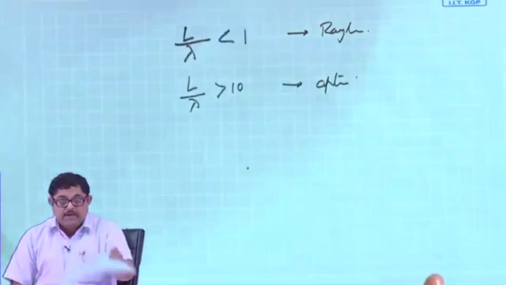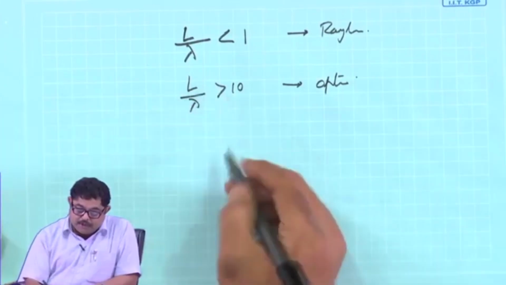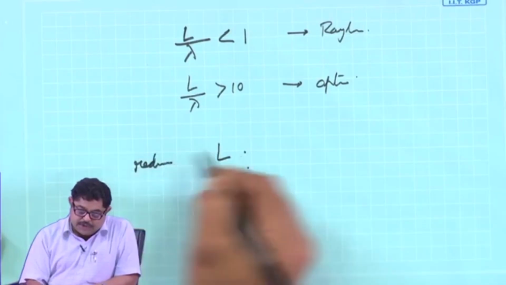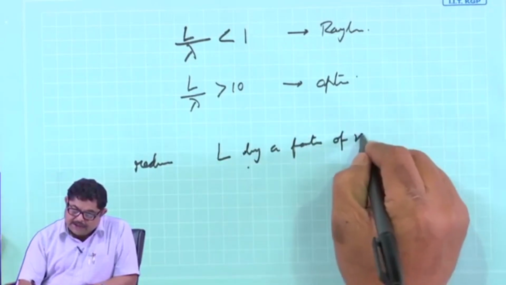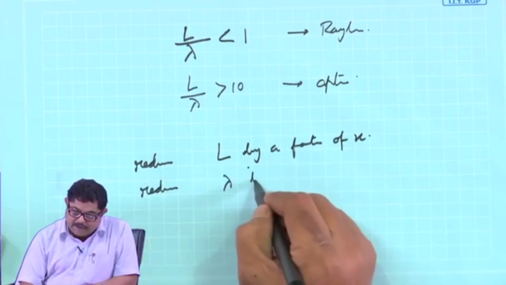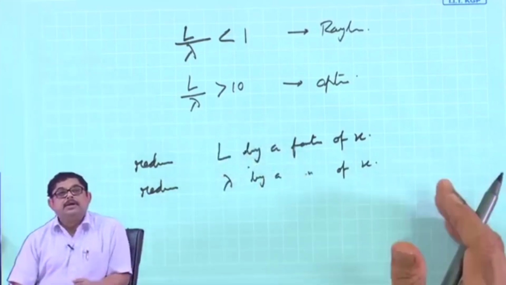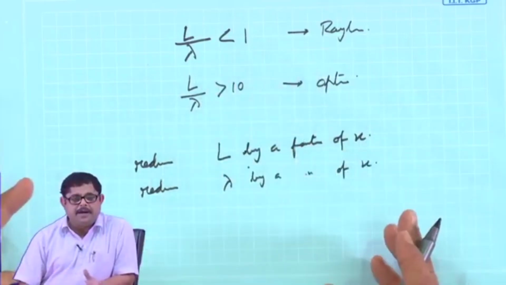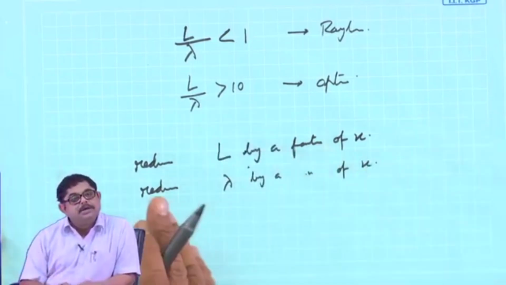for a particular L by lambda, what will be the RCS, that is known. So, people have suggested that if I reduce L by a factor of x, and you also reduce lambda by a factor of x, the RCS will remain invariant, because RCS depends on this L by lambda parameter. If you do this, you are not changing L by lambda, so the RCS will also be the same.